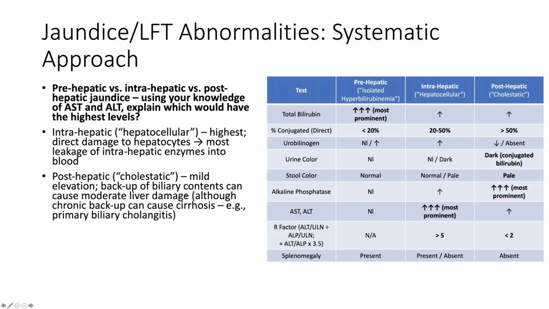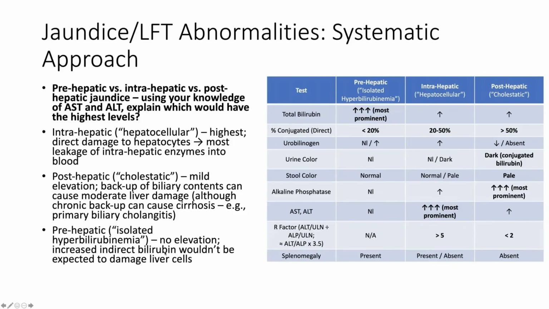So post-hepatic might have a mild elevation, right? Oftentimes a little bit, which is why I think people get confused, because there will still be some elevation even in post-hepatic, presumably because you still get some damage from cholestasis if you get backup of bile, although it's not nearly as much as it is in intrahepatic. So prehepatic has virtually no elevation. The reason why it's called isolated hyperbilirubinemia is because that's basically all you see. All you see is the increase in bilirubin that is indirect.